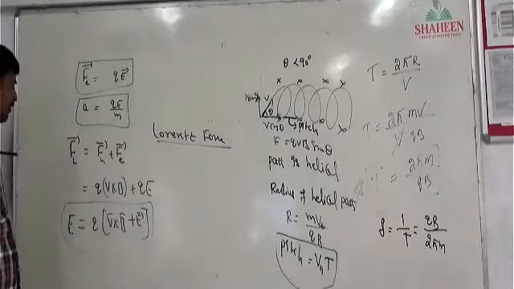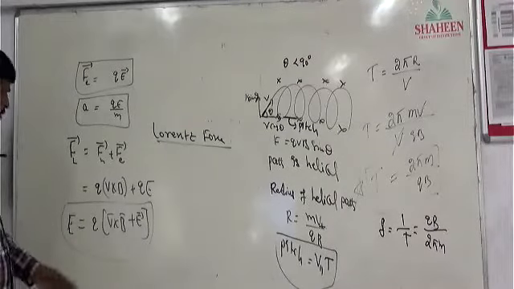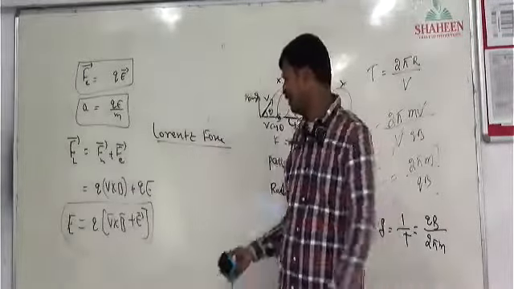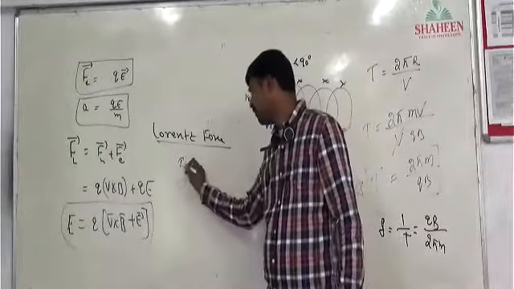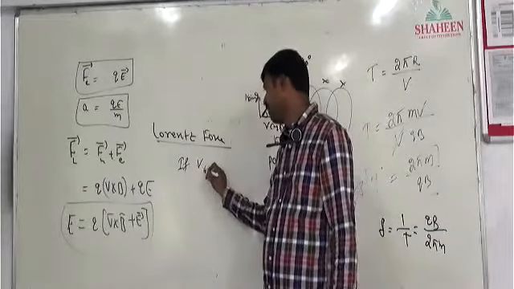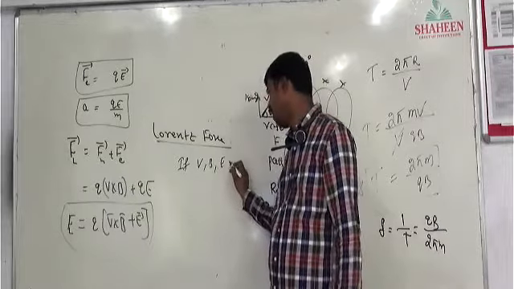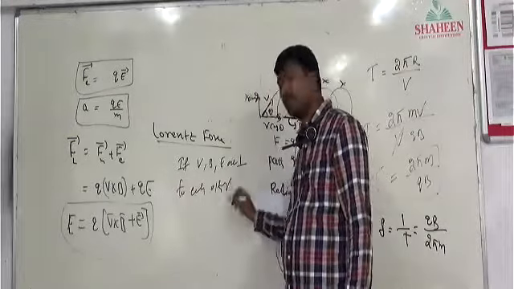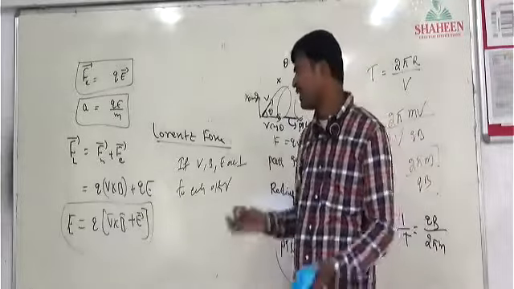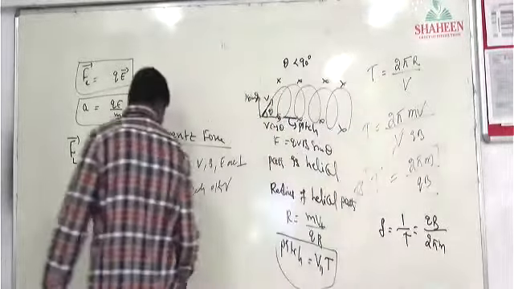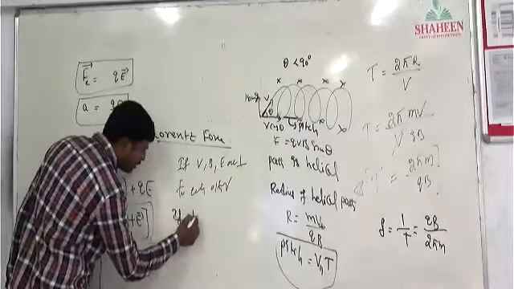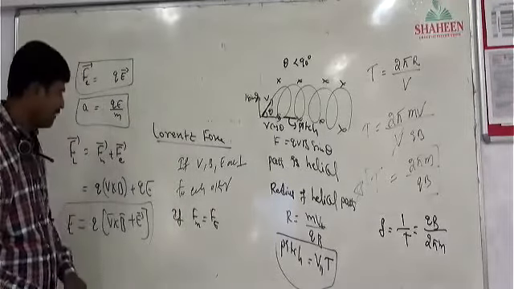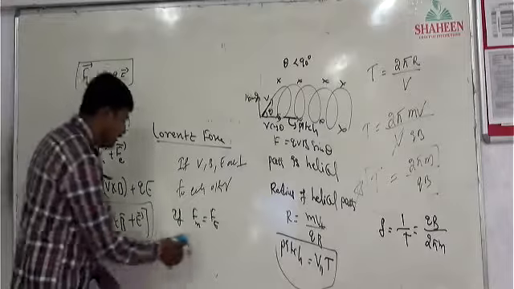Sometimes the equation is asked directly: which of the following equations is called the Lorentz force? V cross B plus E bar, right? Here different cases will be present, but there is a special case. If V, B and E are all perpendicular to each other, then Fm is equal to Fe in magnitude, and they come in opposite directions.